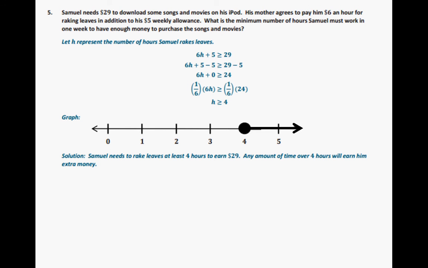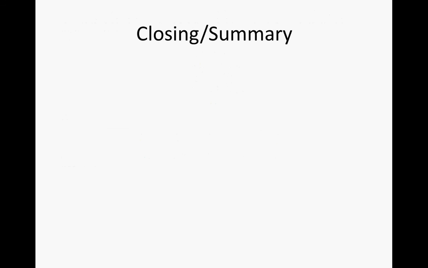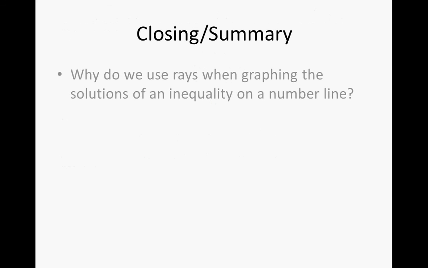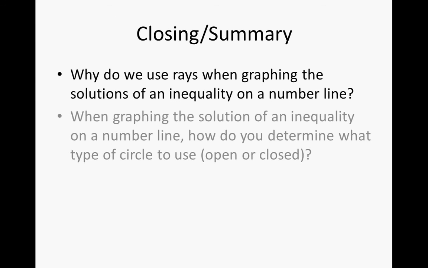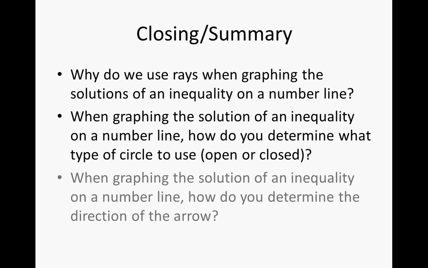All right, once you have checked your answers, let's go ahead and wrap this up. So why do we use rays when graphing the solutions of an inequality on a number line? Well, when graphing the solution of an inequality on a number line, how do you determine what type of circle to use, open or closed? And when graphing the solution of an inequality on a number line, how do you determine the direction of the arrow? All right, we'll see you in class.